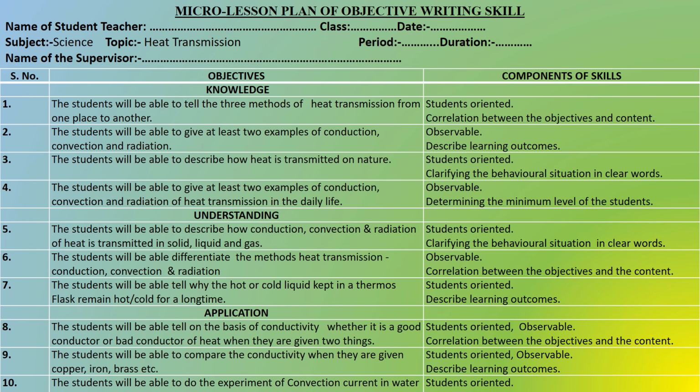The next point which I have taken is that the student will be able to give at least 2 examples of conduction, convection, and radiation of heat transmission in their daily life. The components are observable and determining the minimum levels of the students.